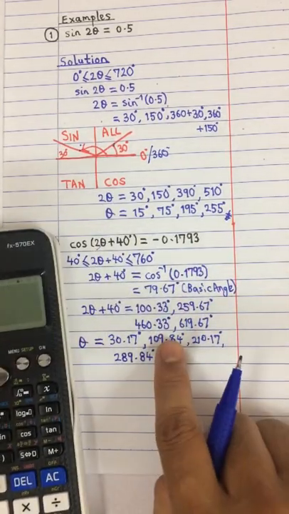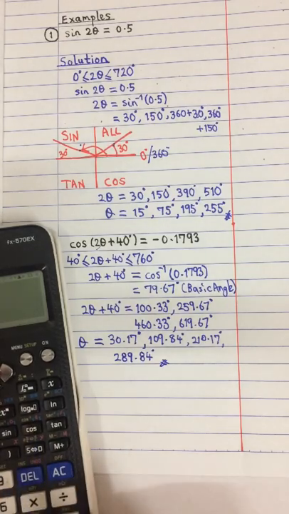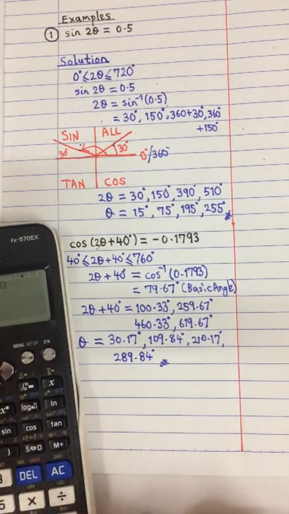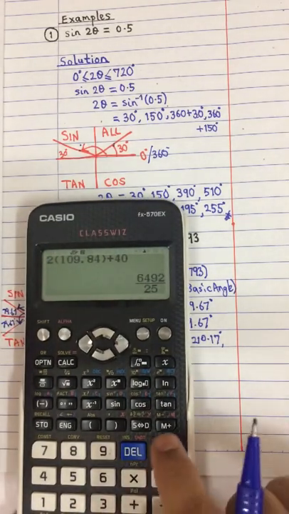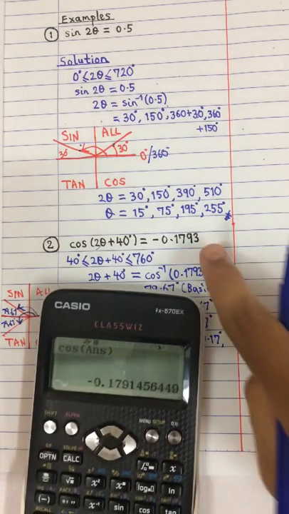Okay, now I'm going to test the second value. If I substitute into here, so 2 times 109.84 and then plus 40, and then I press cos of that value. So I'm going to get the same value as well.